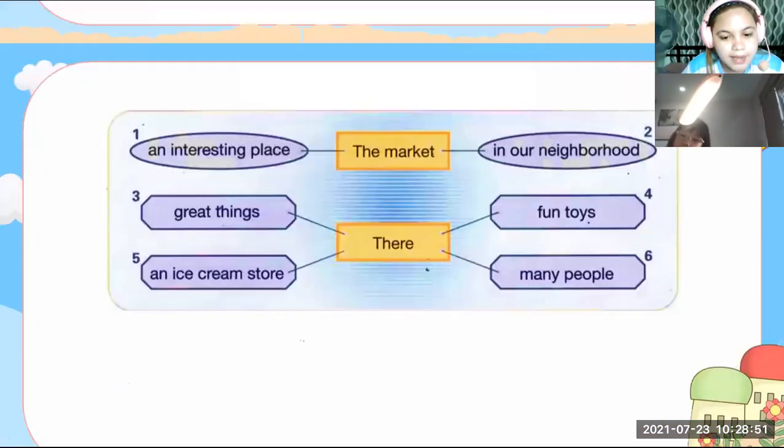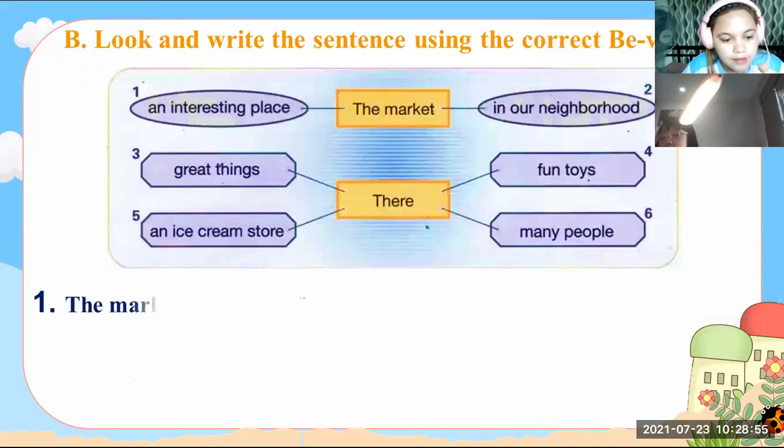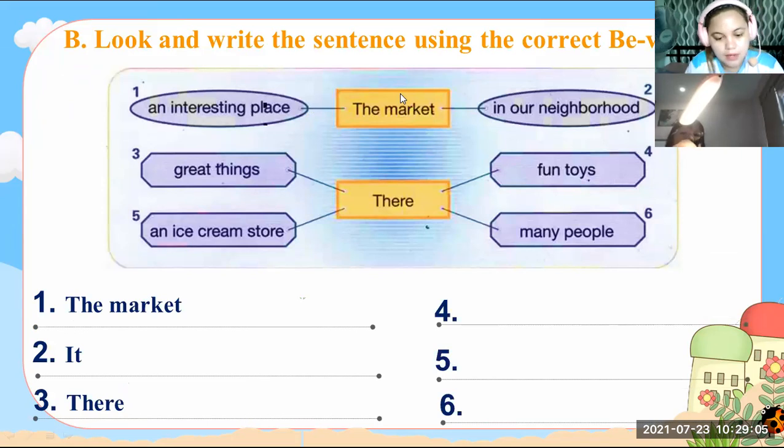So next one, Han, you're going to fix the sentences here. Okay, how about number one? Can you look at number one, Han? The market are interesting. The market is interesting. The market is an interesting place.